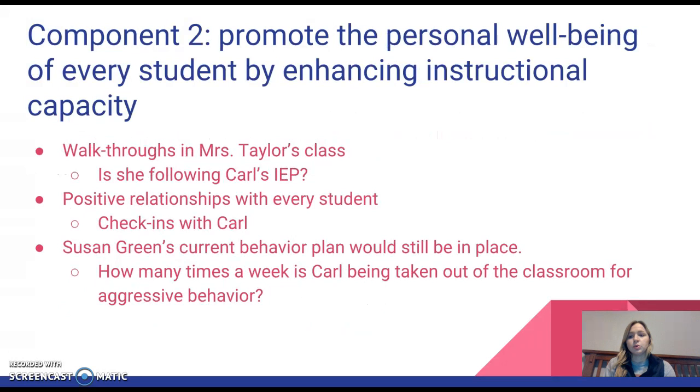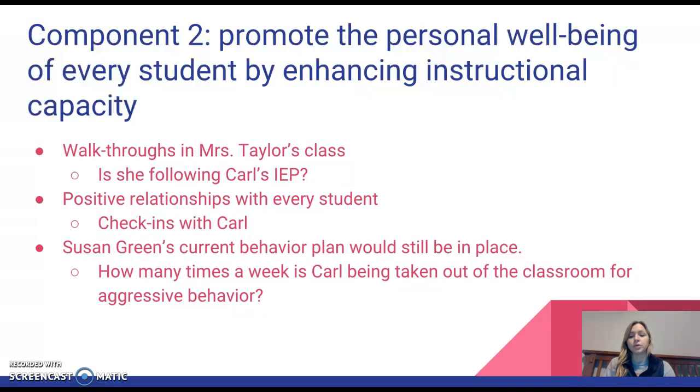And then promoting the personal well-being of every student. Walkthroughs in Mrs. Taylor's class to make sure that she is following all students' IEPs, but especially Carl's IEP in this situation. Positive relationships with every student. I believe that there needs to be a positive relationship with all students to promote learning. If there isn't a relationship, then learning probably isn't occurring.